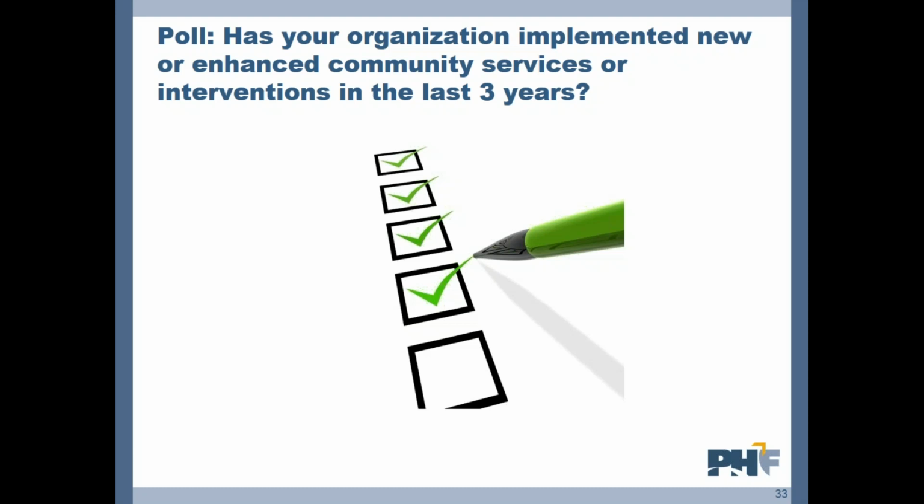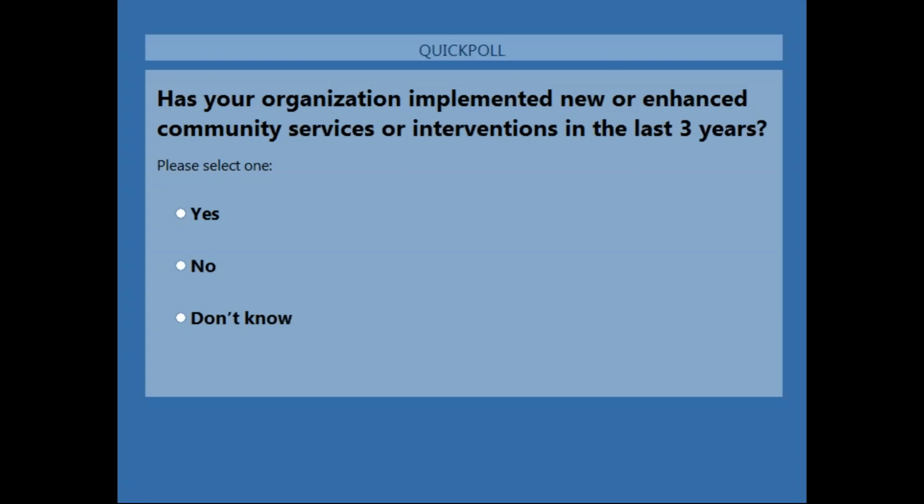And we have 3 polling questions where, again, your feedback here is really important to all of us so that we can do the best job that we can, CDC, Public Health Foundation, other national organizations, so that we can all be helping you in your efforts to develop and select population health initiatives to address priorities within your communities. So the first question relates to your organization and whether or not you've implemented new or enhanced community services or interventions in the last 3 years. So the poll is now open, and please respond.